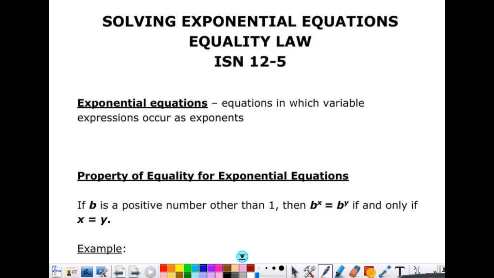What we're going to do today is look at solving exponential equations. Okay, so if you're on your phones, put those up. I see several people on their phones.